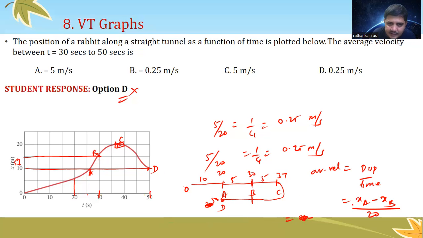At 50 seconds, where is the particle? 10 meters, minus at 30 seconds. At 30 seconds, it is at this point, which is nearly 15. So 10 minus 15 divided by 20, which is minus 5 by 20, which is minus 1 by 4 meter per second. The right answer should be minus 0.25.